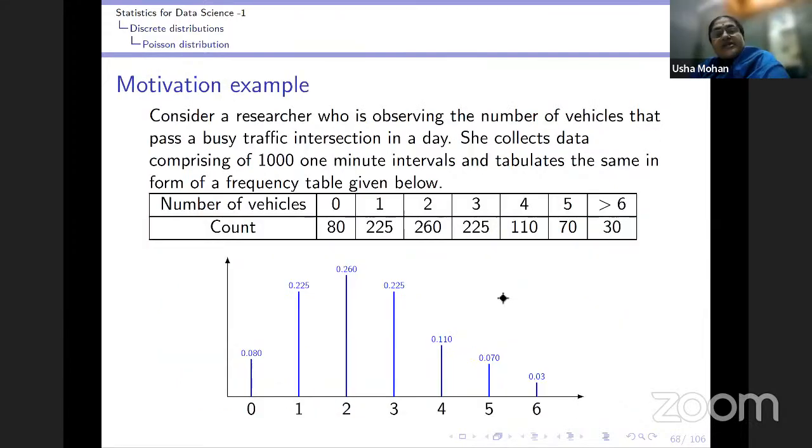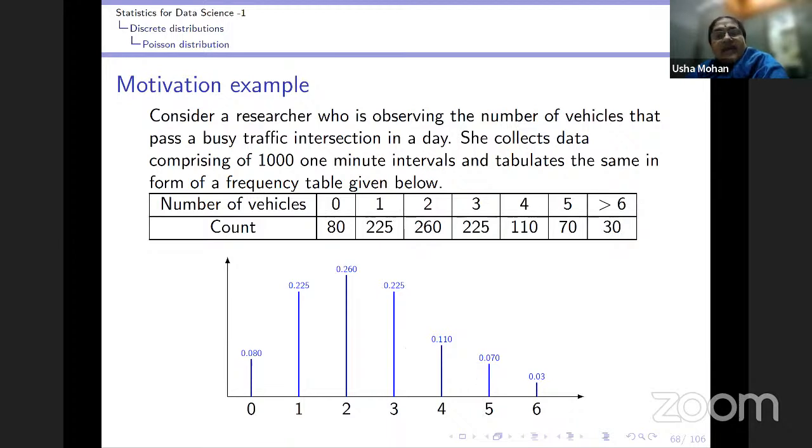For example, suppose a person is observing the number of vehicles that pass through a traffic intersection, and she counts for 1,000 one-minute intervals. So you can see that this count adds up to 1,000. She collects data and sees that this is the distribution of that data. So what is the distribution or the random variable that captures this kind of a distribution?